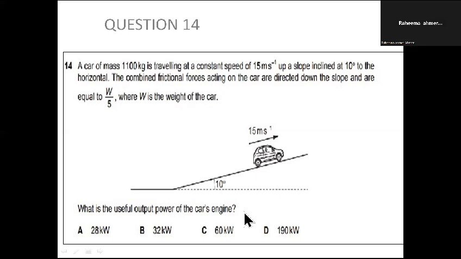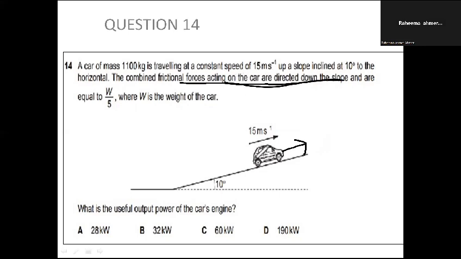As in the question, it is asking about useful power output. So this means that it is asking about the power provided by the car's engine. And of course, if we need the power provided by the car engine, we must use the force provided by the car's engine. So this would be acting in the forward direction. And as it says in the question, the frictional forces are down the slope. So they act down the slope.